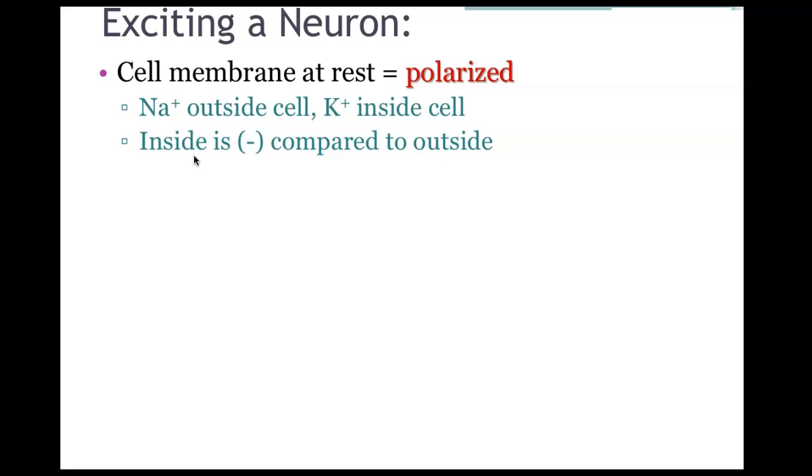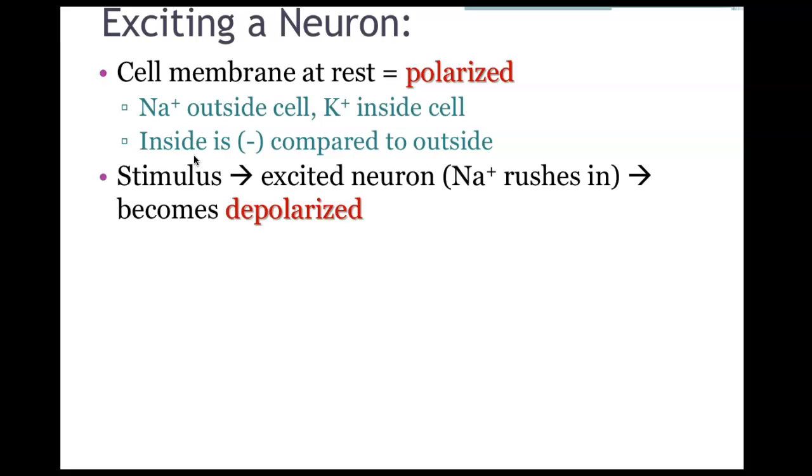So if a door opened for those sodiums to rush back into the cell to achieve equilibrium, they are going to do that, and that's going to naturally occur. So a stimulus comes in and excites the neuron. When it excites the neuron, a sodium channel opens, and remember, because of that difference in charge, sodium's going to want to rush into the cell, into the neuron, and at that point the neuron is what's called depolarized. It's becoming more positive inside now as sodium rushes in.